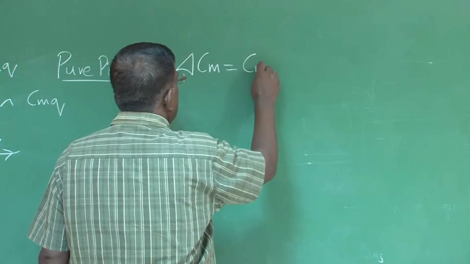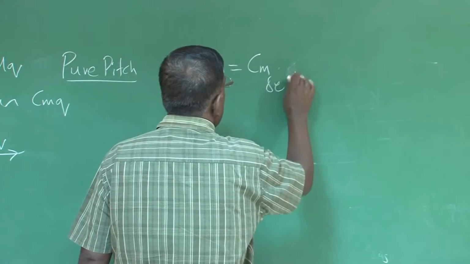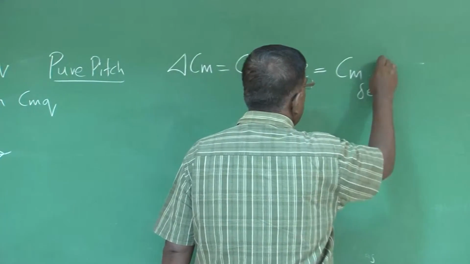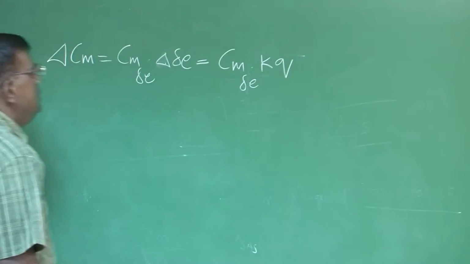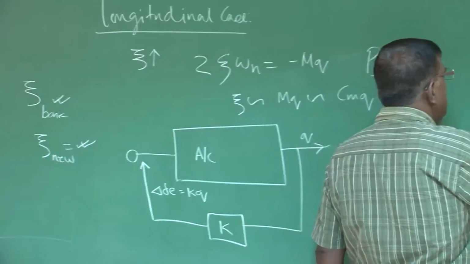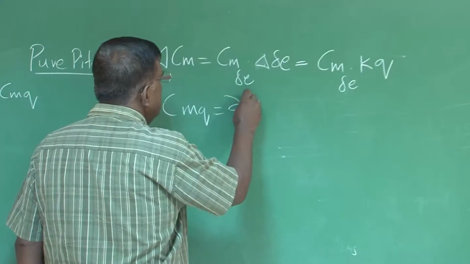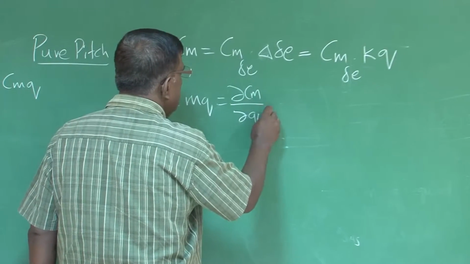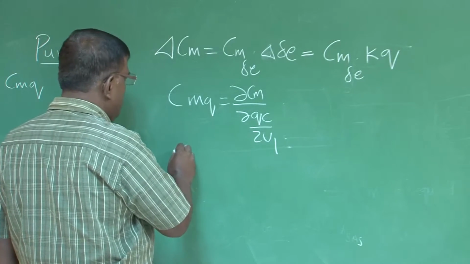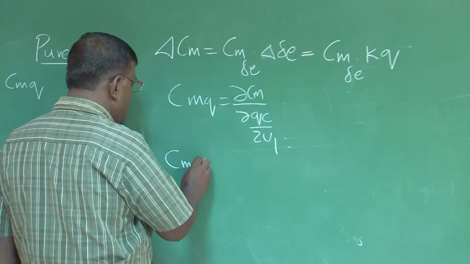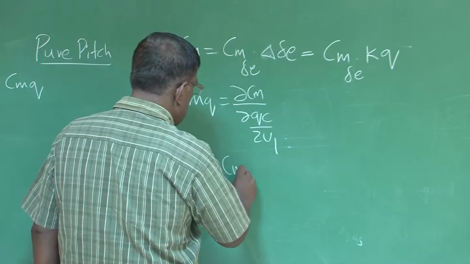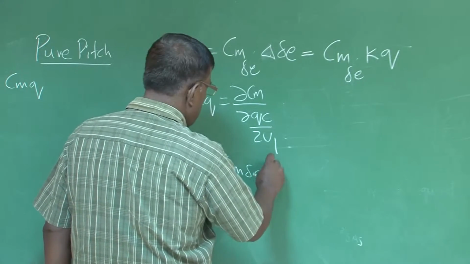That will be Cm delta E into delta delta E. That is equal to Cm delta E into K Q, right? That is how I have deflected. And CMQ is defined as dCm by d(Qc by 2U1). So I divide both sides by Qc by 2U1. So I get CMQ equal to, from here, Cm delta E into KQ.